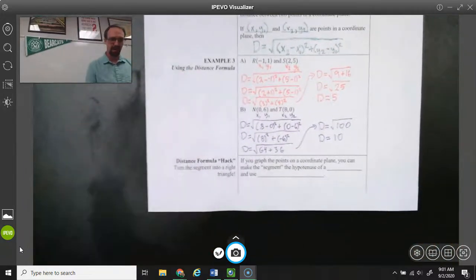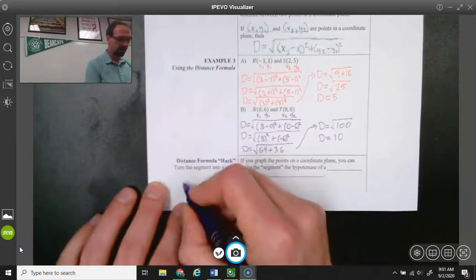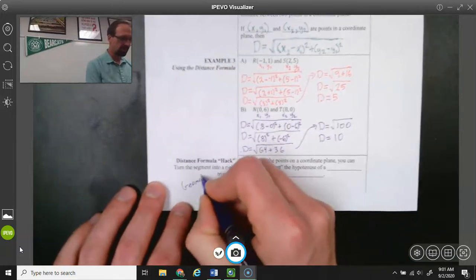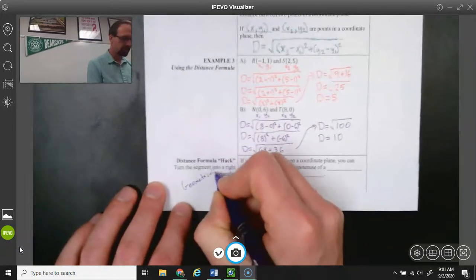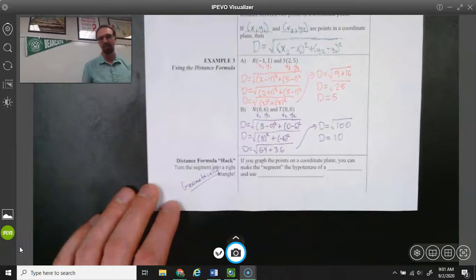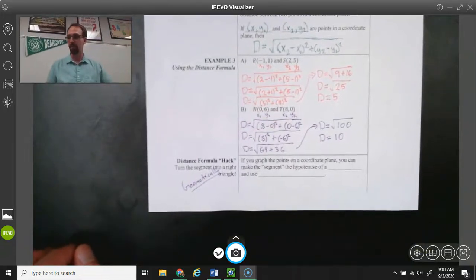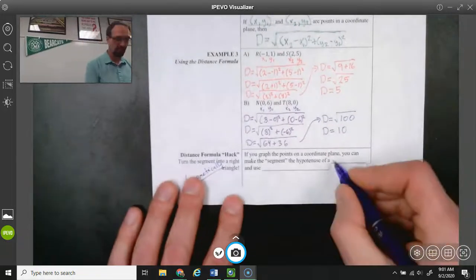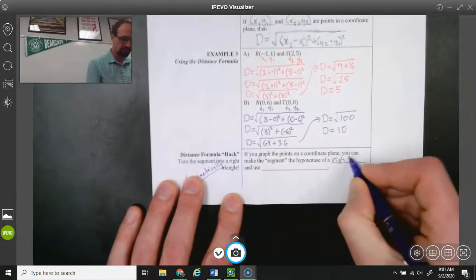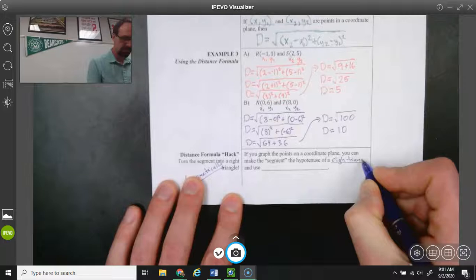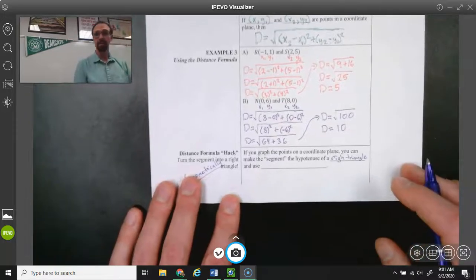Down here below, we're talking about a distance formula hack. This is really thinking about it geometrically instead of algebraically. If you graph the points on a coordinate plane, you can make the segment the hypotenuse of a right triangle. And then you can use the Pythagorean theorem.